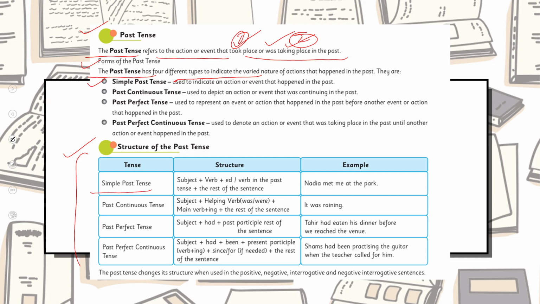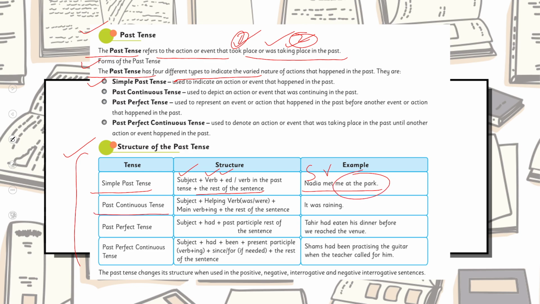First, we have simple past tense. This is the structure. You have your subject as always, plus your verb. You have to add ed or d with the verb to show it in the past form, plus the rest of the sentence. Let's look at this example. Nadia met me at the park. Nadia is the subject. Met, this is our verb, but this is in the past form, right? Ryan, is it in the past form? Yes, it is in the past. Me at the park. This is the rest of the sentence.